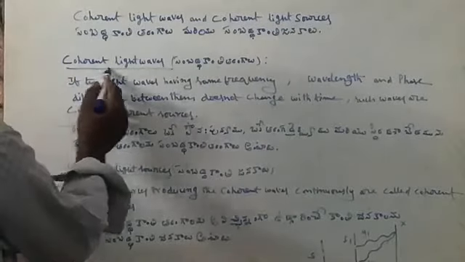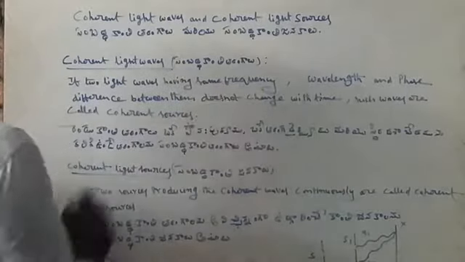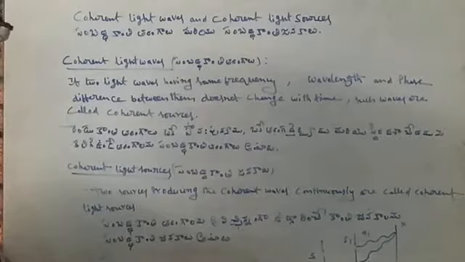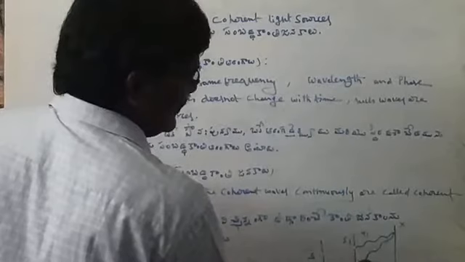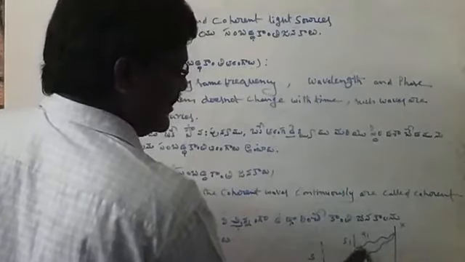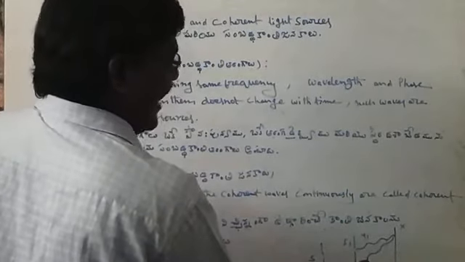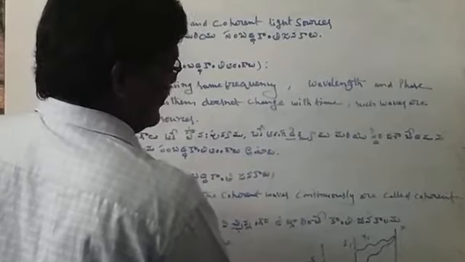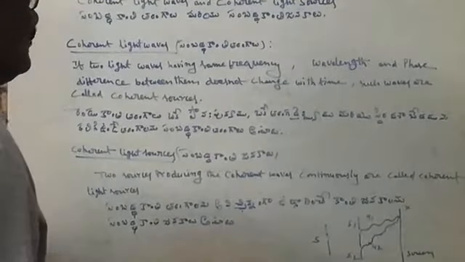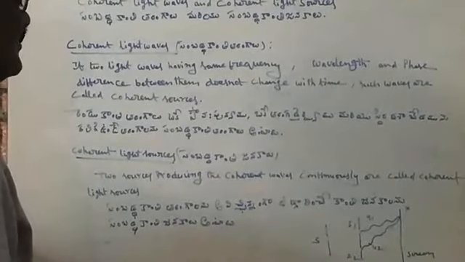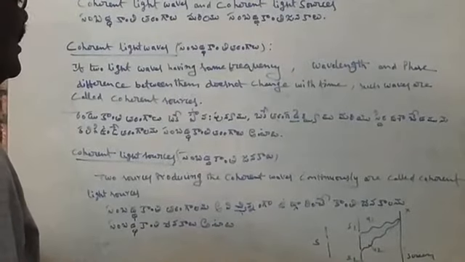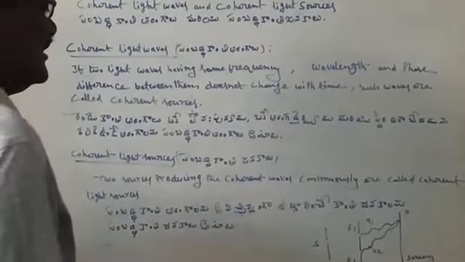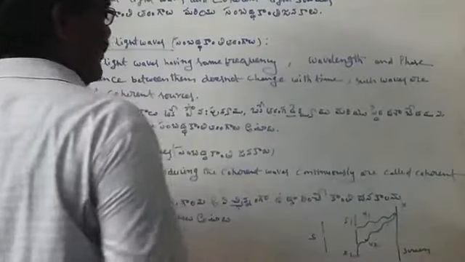First one, coherent light waves. If two light waves having the same frequency, same wavelength, and having the same phase, or a constant phase difference maintained between them with respect to time, are called coherent waves.